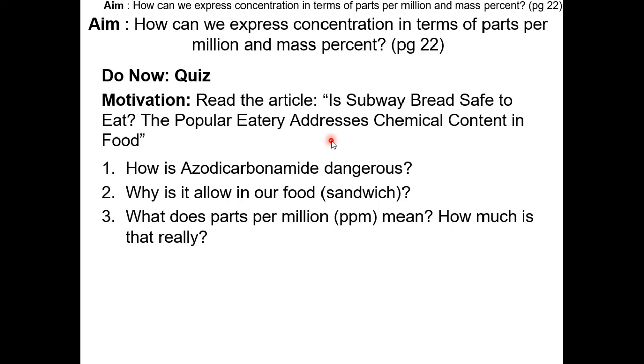This is my sixth video lesson for Unit 11. In this lesson, we'll be expressing concentration in terms of parts per million and mass percent. Go to page 22 in the class packet. For the motivation, take a moment to read the article on page 22.